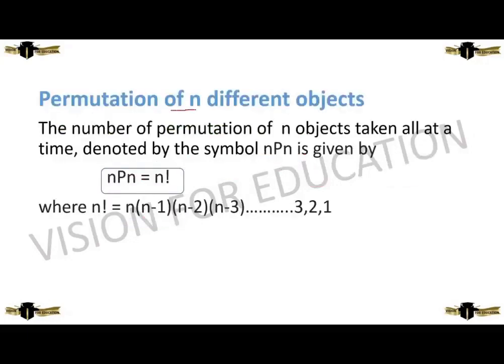Permutation of n different objects. Here, n different objects are arranged in a permutation. nPn: here n objects are taken at a time to find the number of permutations. nPn is equal to n factorial, where n factorial is equal to n into n minus 1 into n minus 2 into n minus 3, and so on up to 3, 2, 1.